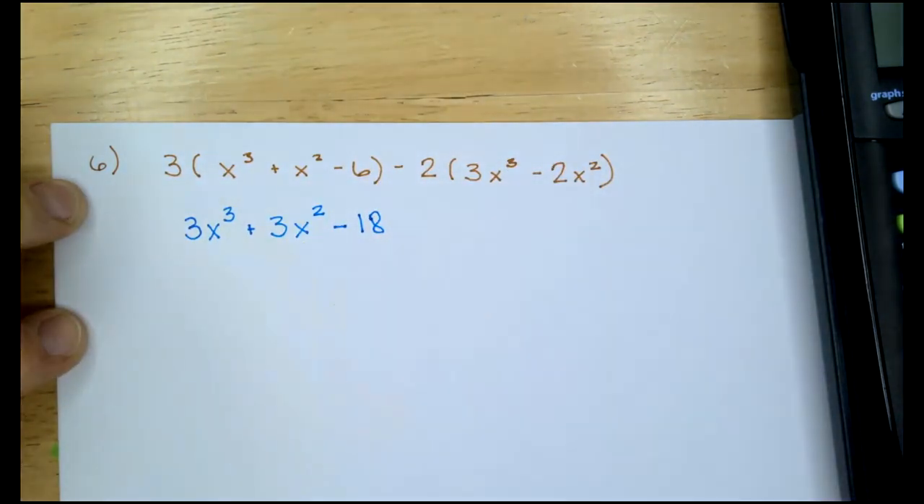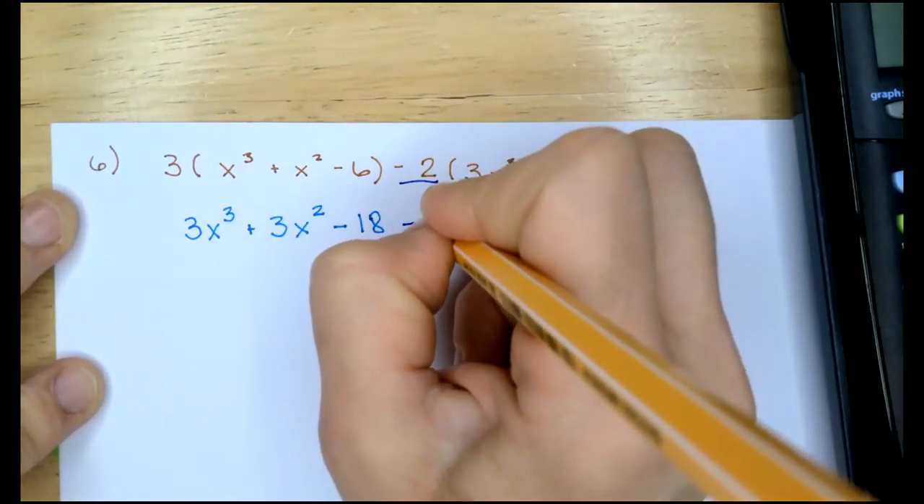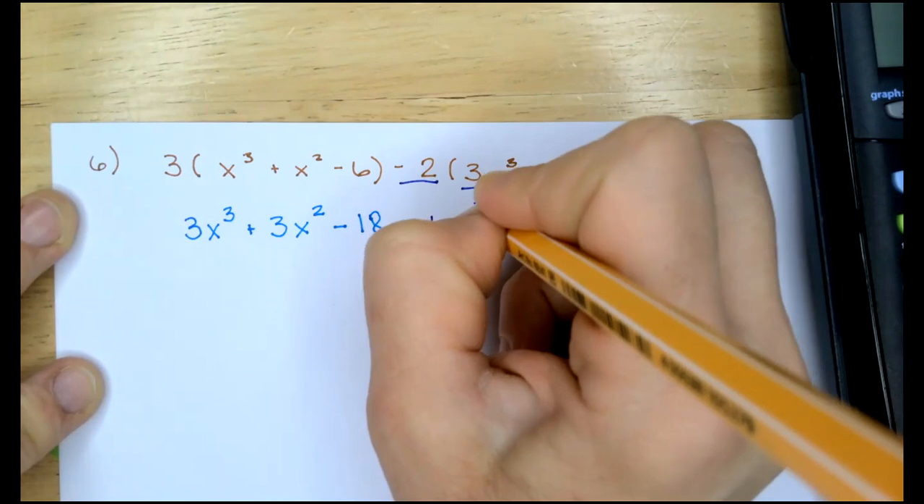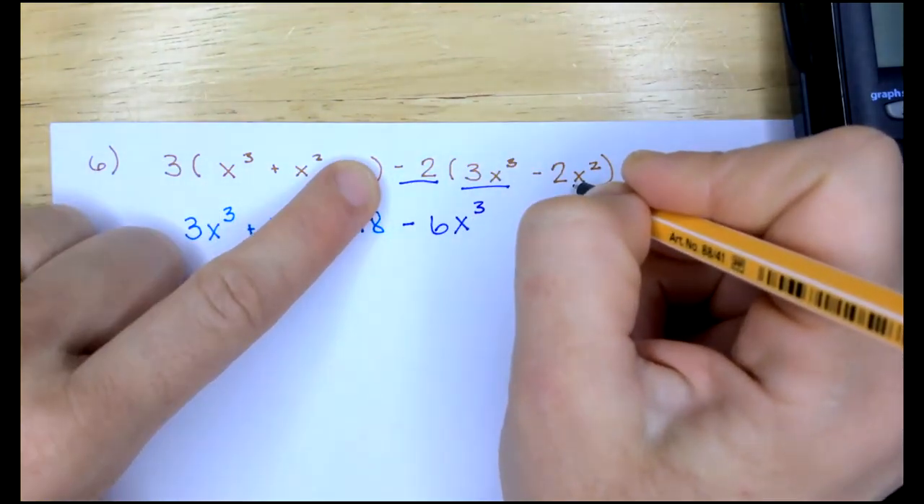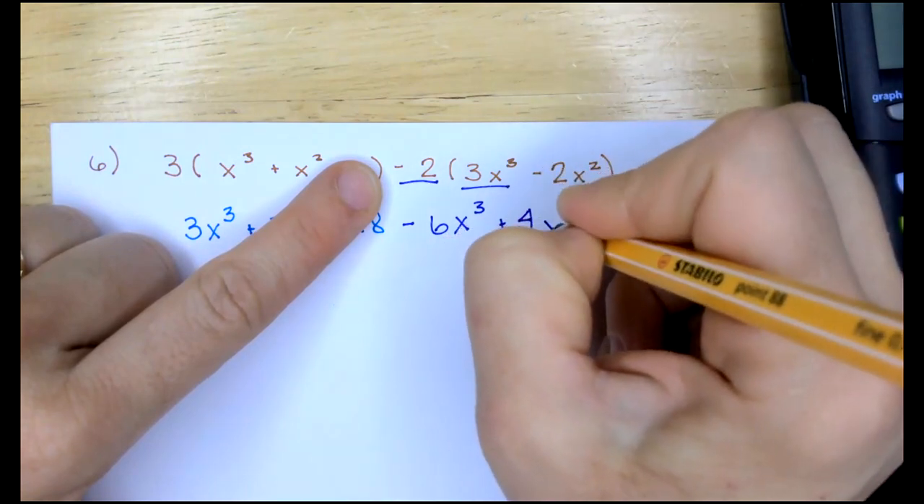And then move on to the negative 2. So negative 2 times a positive 3 is going to be a negative 6. Negative 2 times a negative 2. So negative times a negative is a positive. So that's a plus 4x squared.